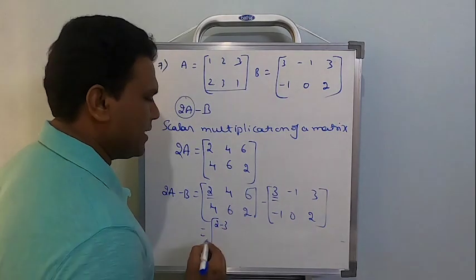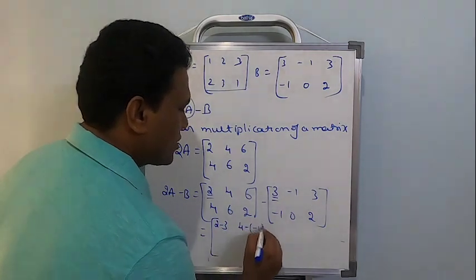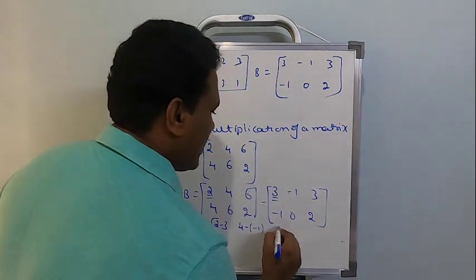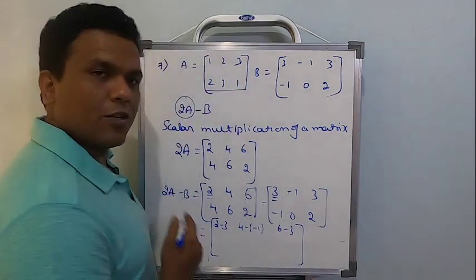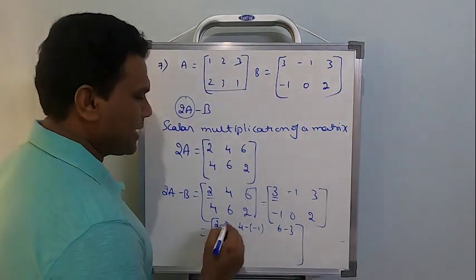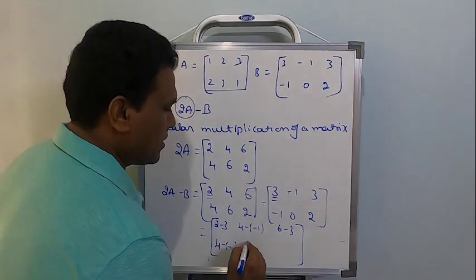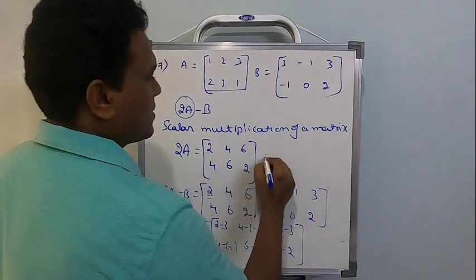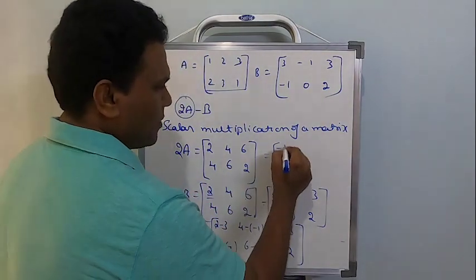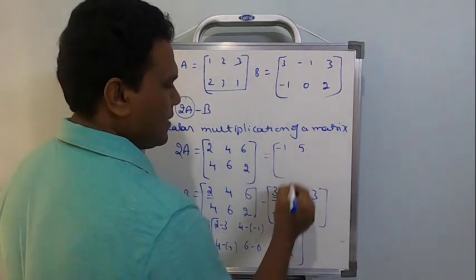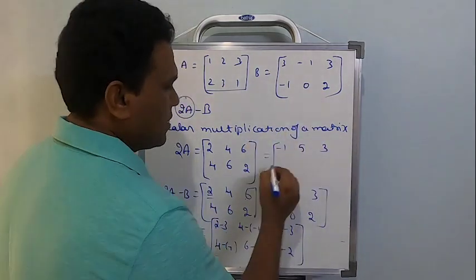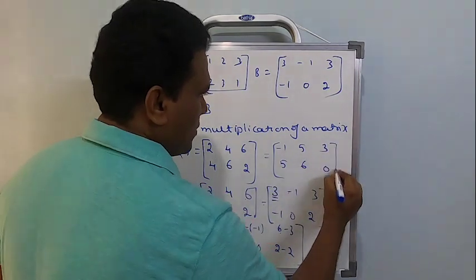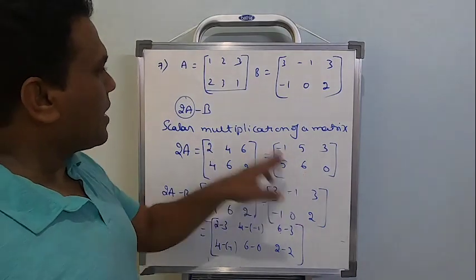So 2 minus 3, the next 4 minus of minus 1. Remember, 4 minus of minus 1. The next is going to be 6 minus 3. First row corresponding elements are subtracted. Now let's go for the second row: 4 minus of minus 1, 6 minus 0, 2 minus 2. So what do you obtain here? 2 minus 3, minus 1. 4 plus 1, 5. 6 minus 3, 3. Next, 4 plus 1 is going to be 5. 6 minus 0 will be 6. And 2 minus 2 will be 0. So this is the matrix 2A minus B.